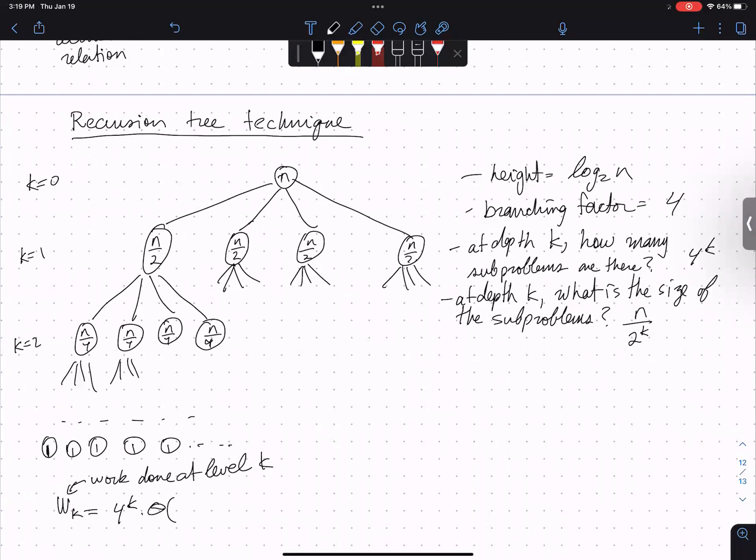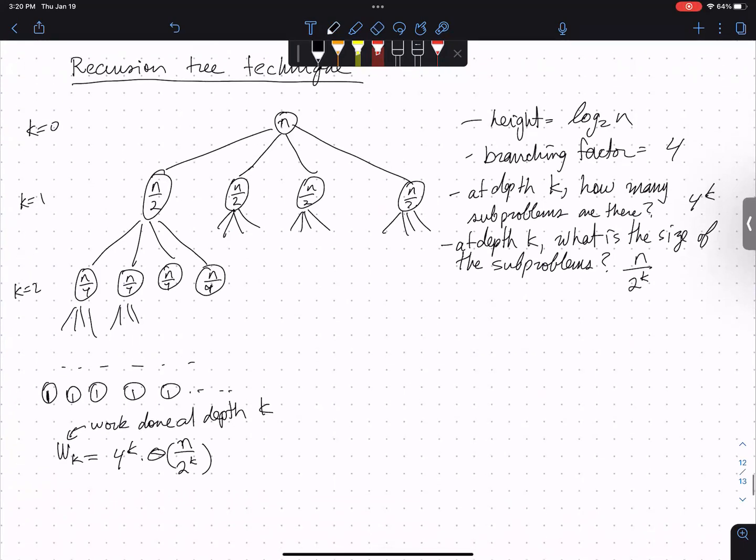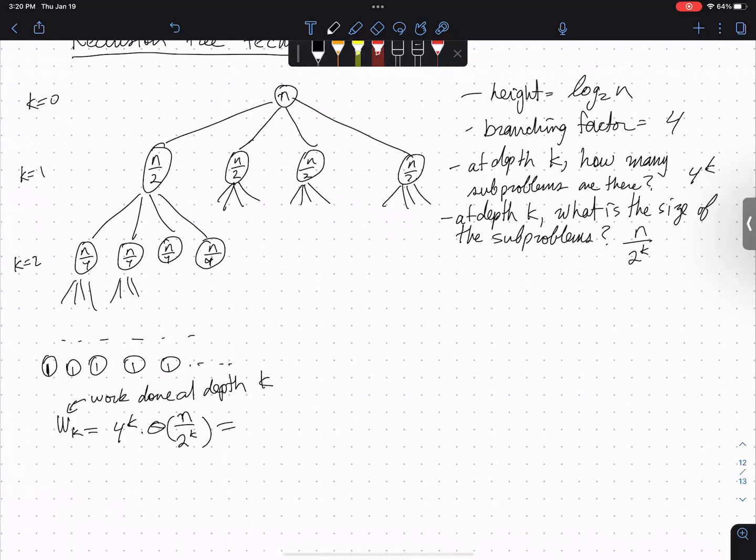Now at level k, or depth k, the size of the subproblem is n over 2 to the k. So put n over 2 to the k here. I'll replace level with depth just so I'm using the same word, but it means the same thing. Okay, so I can just take the 2 to the k out and then do the division, and that's 2 to the k theta of n.